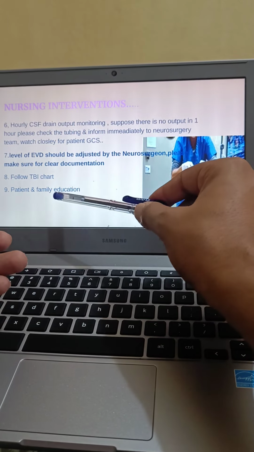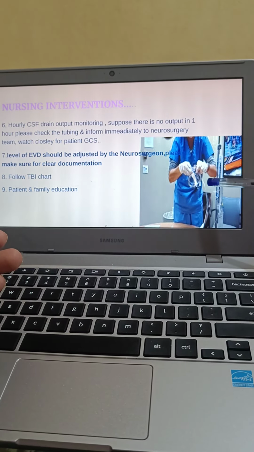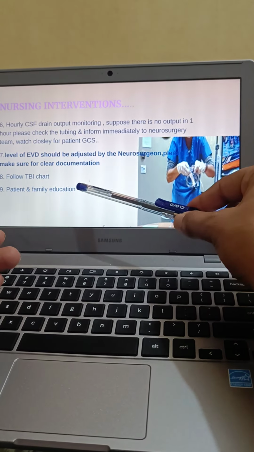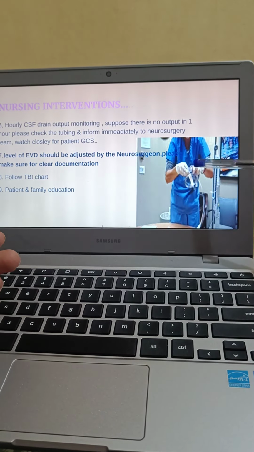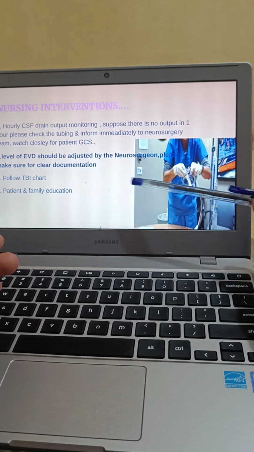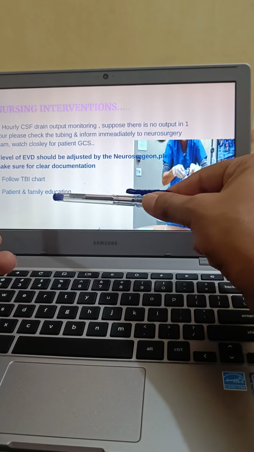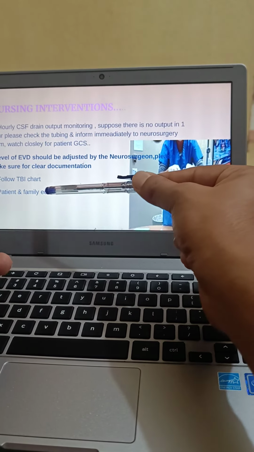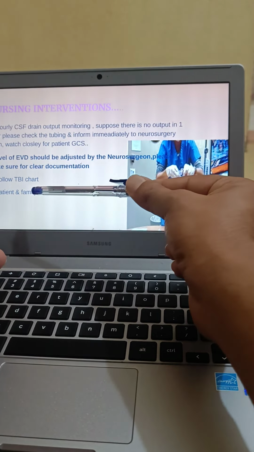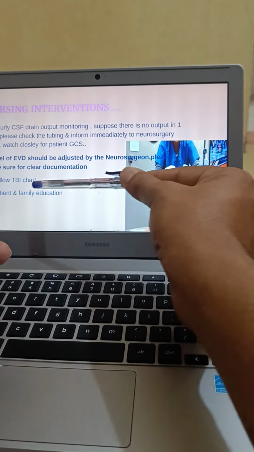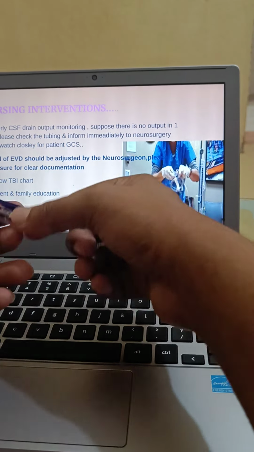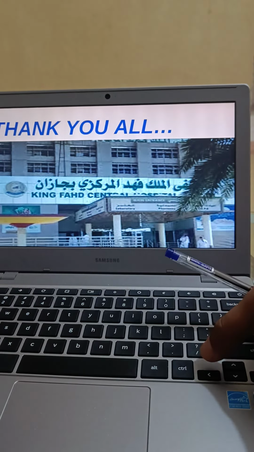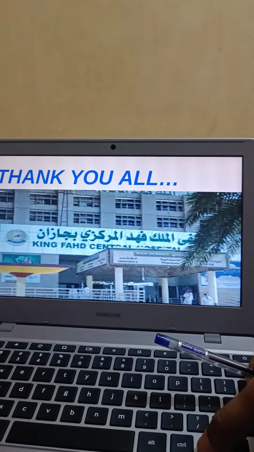Then patient and family education. Whenever a patient has an EVD insertion, we should support the family. We should explain the scenario, what is happening, and why this EVD insertion is required. Because of this they will get a little bit of hope, and it will improve the self confidence of the patient. That's why we should give proper patient and family education.